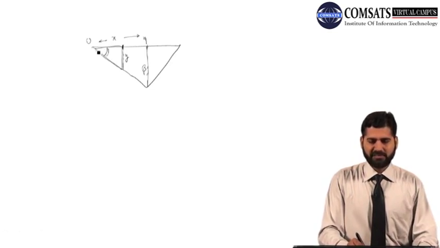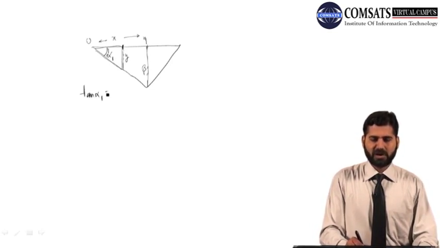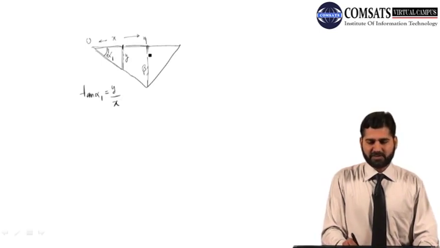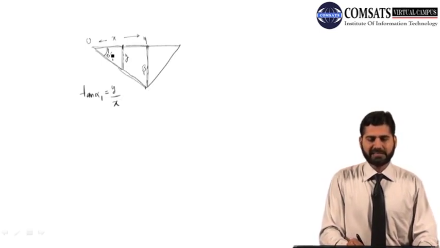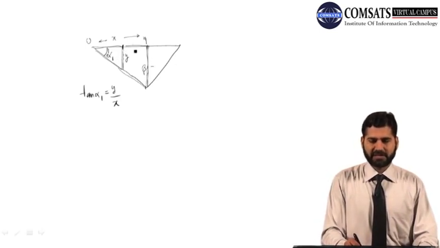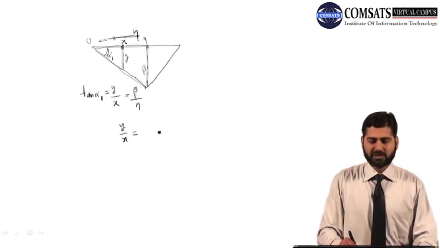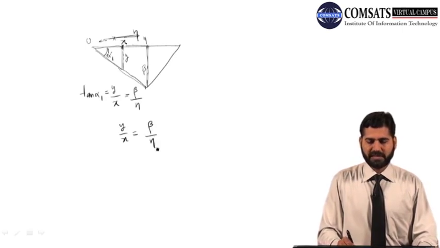If I take this as alpha 1, then tangent alpha 1 from the small triangle is y by x. And if I consider the big triangle, the angle is still the same, so tangent alpha 1 will come from beta divided by eta. This is your x and this whole length is eta. So this is beta over eta. So this is your first case. y by x is equal to beta by eta, so y equals beta by eta times x.